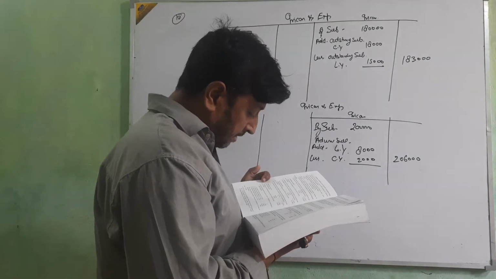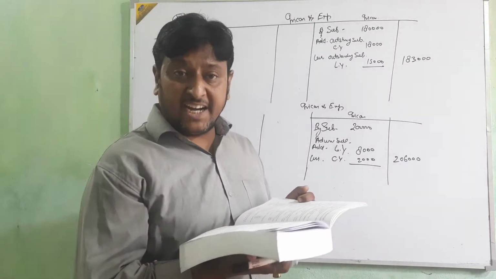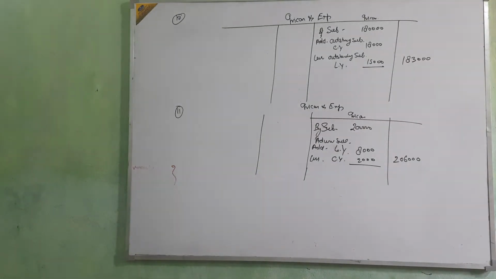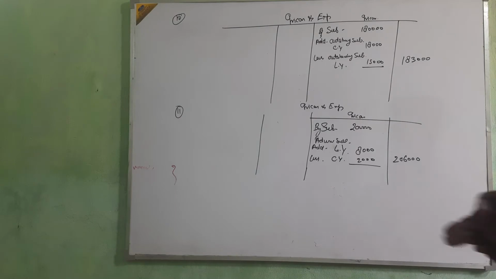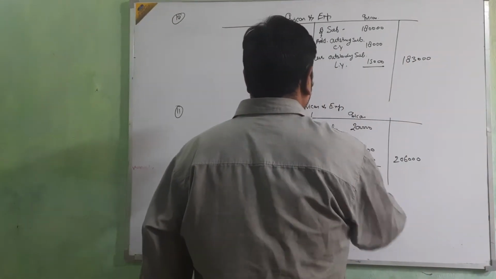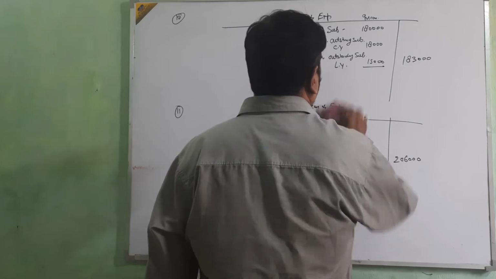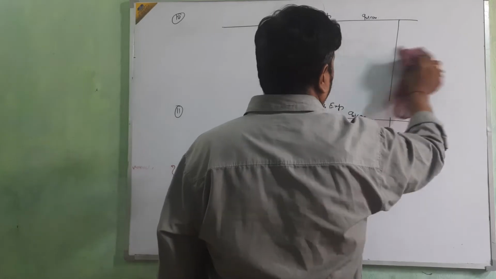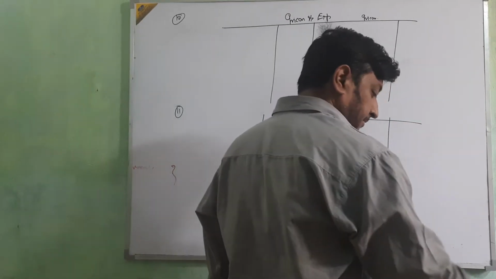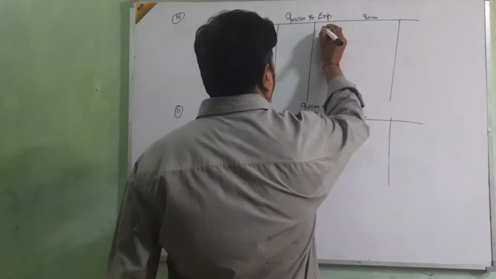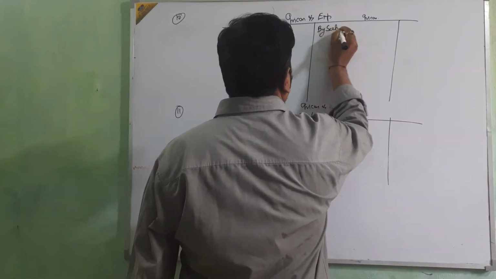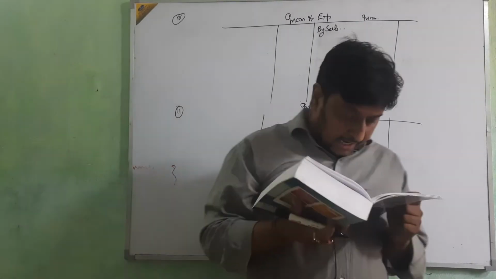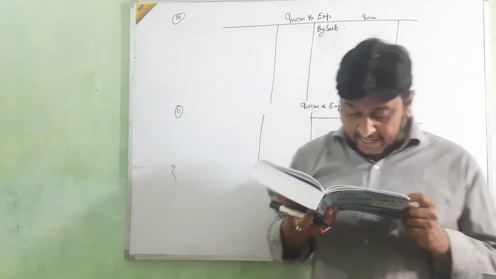Again I am going for one more question in which outstanding subscription and advance subscription both are given. Just see how we are going to solve if both outstanding and advance are given. First write down by subscription. Just see the question. Amount is given for 31st March 19.